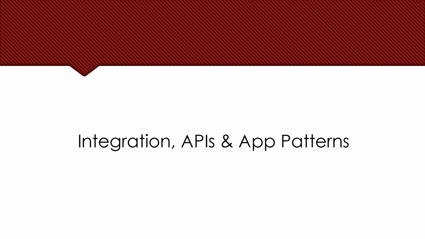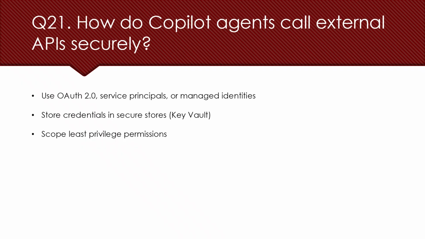Now we are moving to another section of our questions and answers, which is related to integration, APIs, and app patterns. Question number 21. How do Copilot agents call external APIs securely? To do that, the Copilot agent will use OAuth 2.0, service principal, or managed identity.